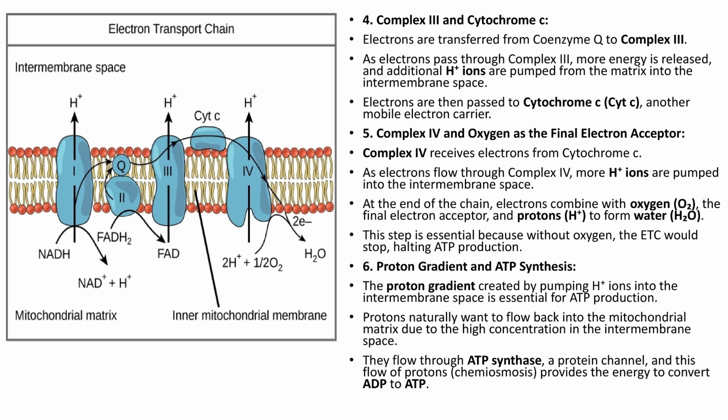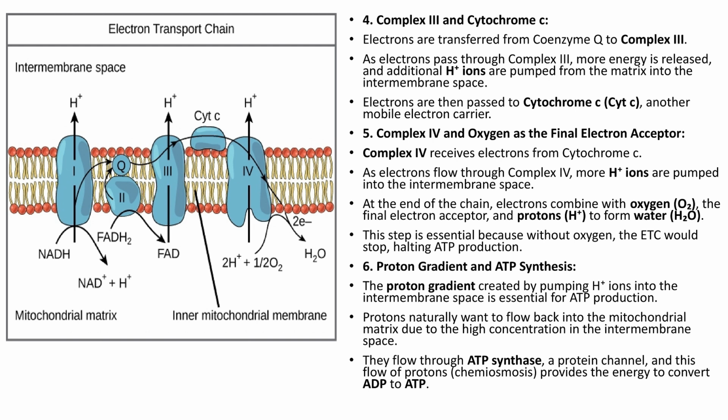Complex 4 and oxygen as the final electron acceptor. Complex 4 receives electrons from cytochrome c. As electrons flow through complex 4, more H+ ions are pumped into the intermembrane space. At the end of the chain, electrons combine with oxygen, the final electron acceptor, and H+ protons to form water. This step is really essential because without oxygen, the ETC would completely stop, which would halt ATP production.